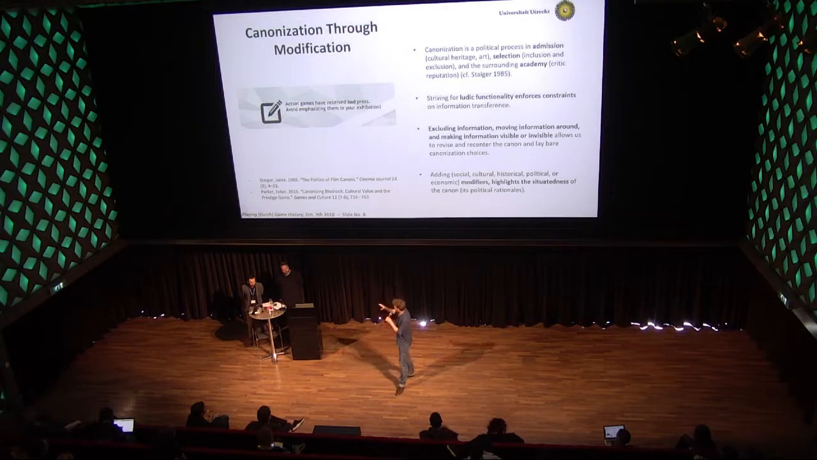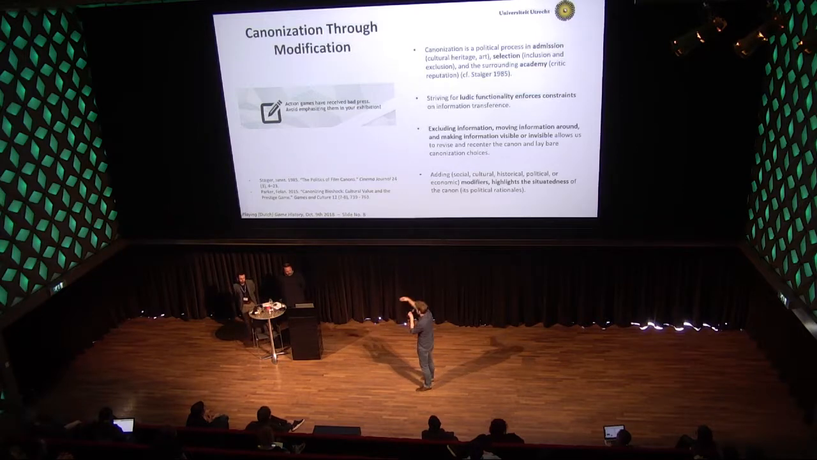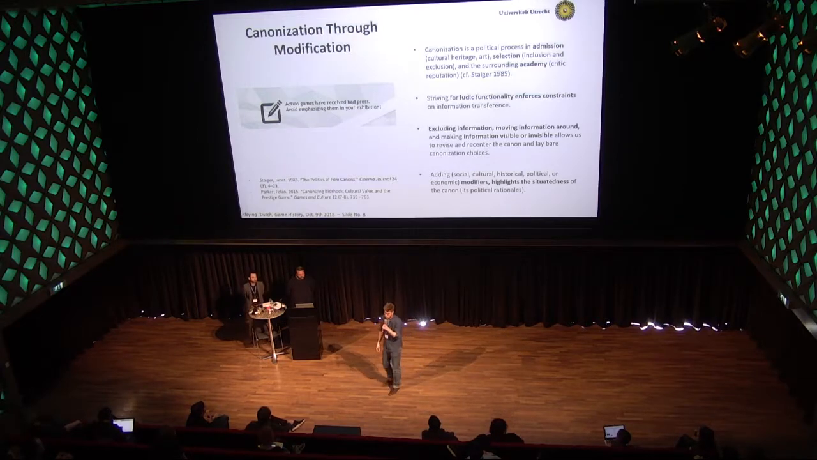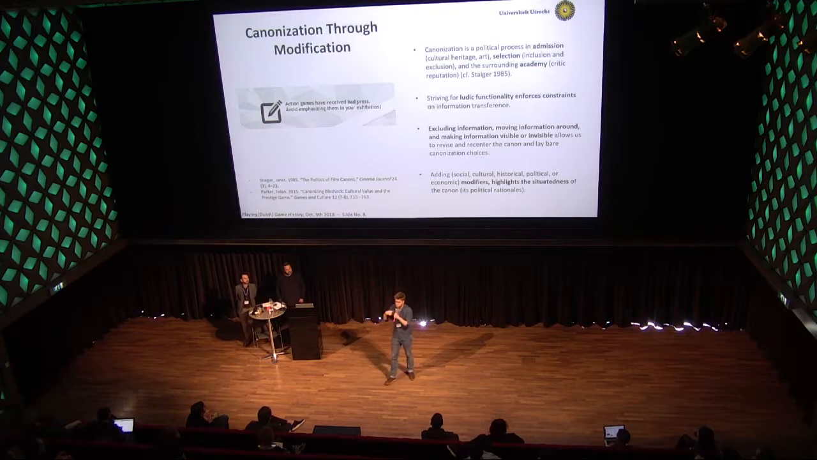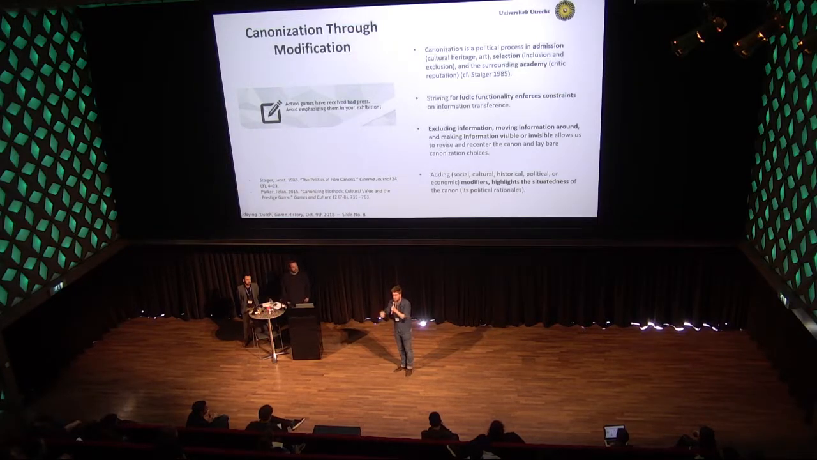Also, with regards to the modifiers, for instance, this is an example that Dennis was also talking about briefly. So that also highlights the situatedness of this specific canon, right? So the political rationales behind certain choices that have been made in the specific canon, and also potentially different choices that can be made. So to that extent, it might also give us new insights into that whole political, economic, cultural, social rationale behind certain choices in the canon. Yeah?